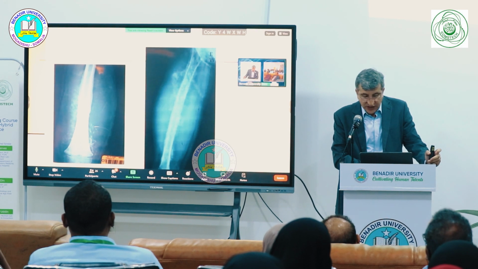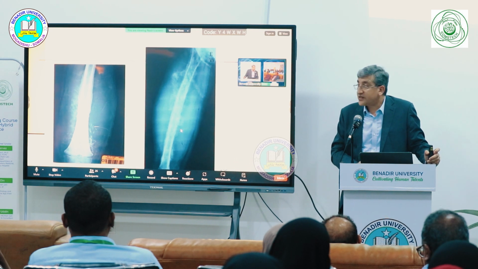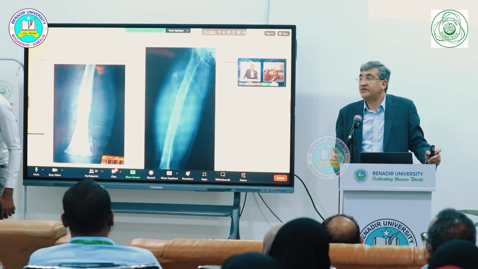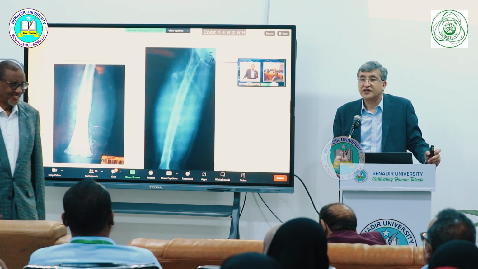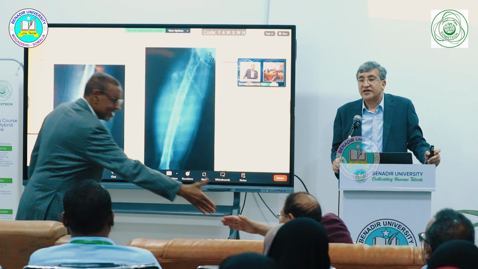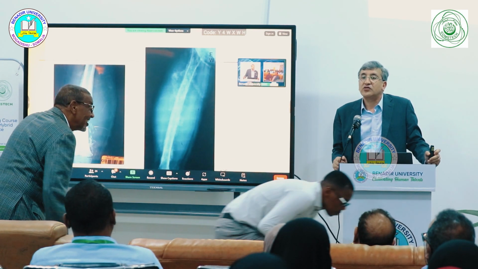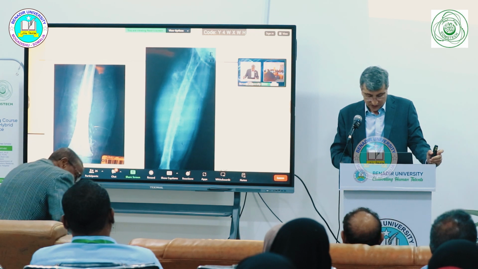And the second, 12-year female patient, which type of periosteal reaction is here? Lamellated. So lamellated differential diagnosis is Ewing sarcoma, excellent. And it occurs in the osteomyelitis as well. Okay, excellent.